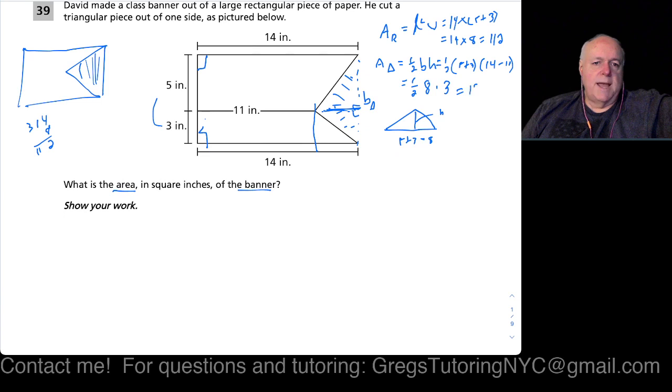So what I need to do now is remove the triangle out of that. So the area of the banner is equal to the area of the rectangle minus the area of the triangle, right? So that's going to be equal to the 112 minus the 12. And that's going to give us 100. Okay? And by the way, this was in inches, that's in inches, that's in inches, so there's no unit conversion. And then we're going to get square feet. Sorry, square inches.